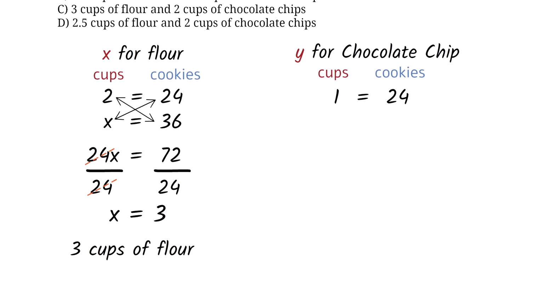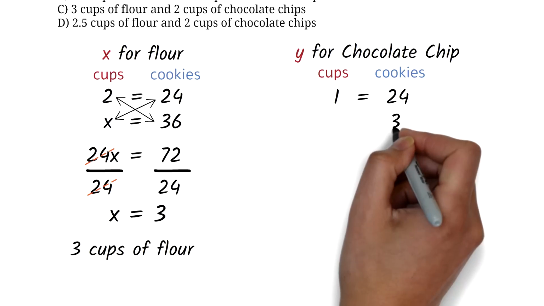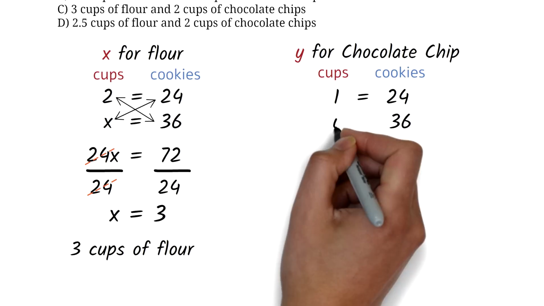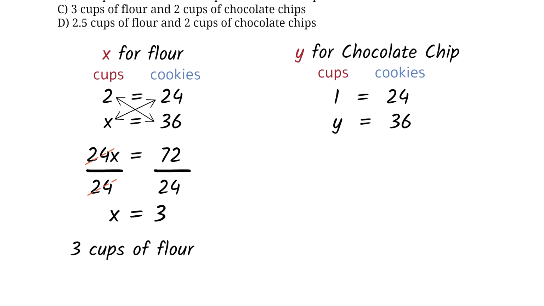Now let's look at the cups of chocolate chips she'll need. The setup is exactly the same. We know she wants to make 36 cookies, so we will put it here, under the cookies. We don't know how many cups of chocolate chips she needs. We will represent it by Y. Again, we will cross multiply. 36 times 1 is 36.